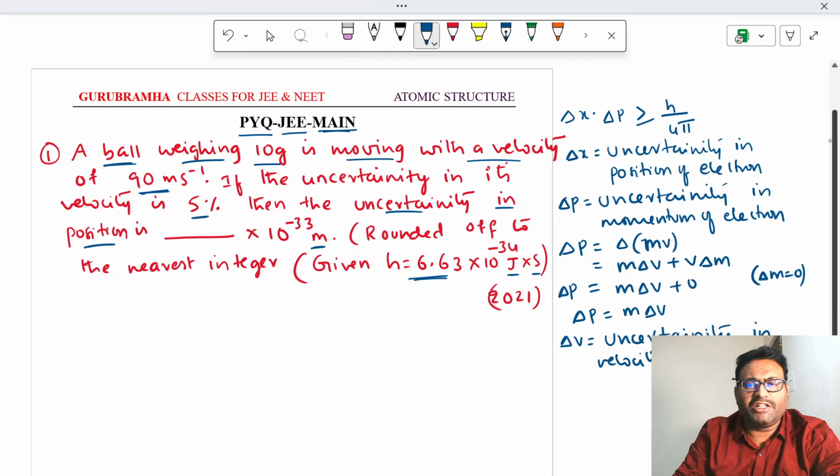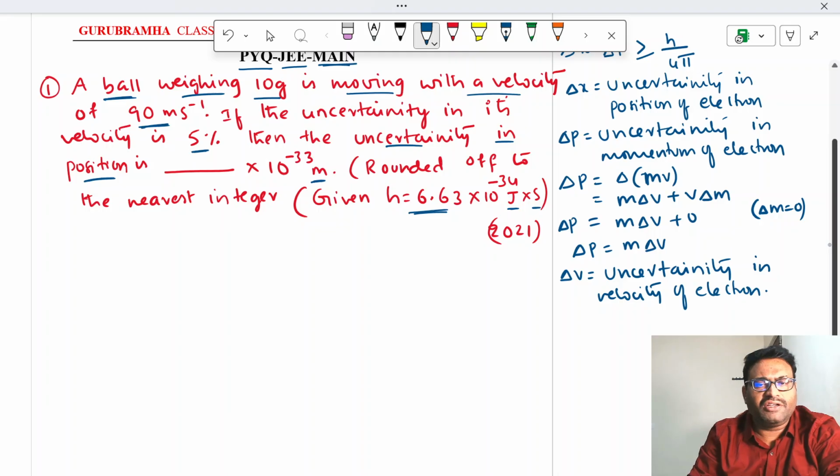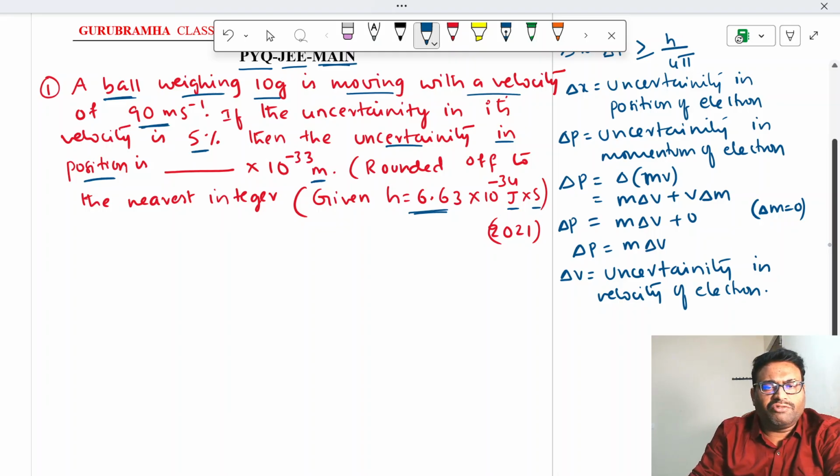So uncertainty principle is mathematically represented as delta x into delta p is greater than or equal to h by 4 pi. Let us use this formula and solve the questions. So in 2021, what is the question asked? A ball weighing 10 grams. The mass of the ball is given as 10 grams, and other quantities like velocity 90 meter per second. The answer is asked in meters, and the Planck's constant is also given in SI unit.